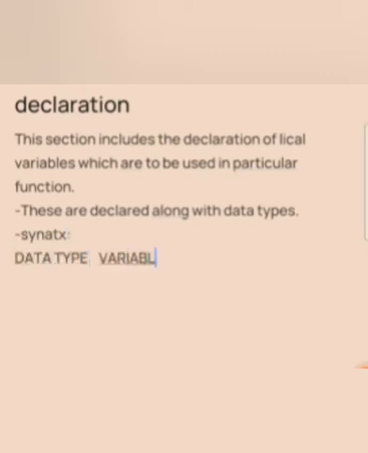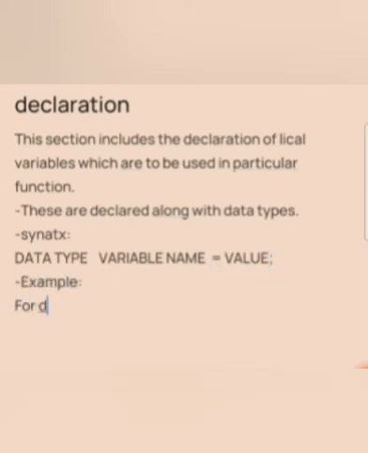Here is the part where we are actually declaring our local variables which are to be used in that specific block or function. These local variables are declared along with the data types. Let's have a look at its syntax. Data type space variable name space equal to operator space and the value assigned to it, and this ends with a semicolon.